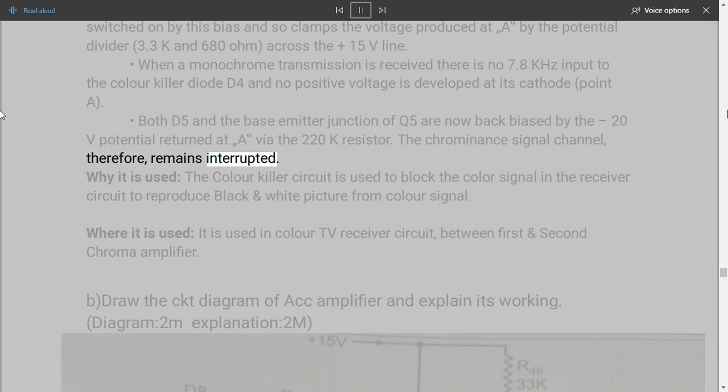Why it is used? The color killer circuit is used to block the color signal in the receiver circuit to reproduce a black and white picture from a color signal.